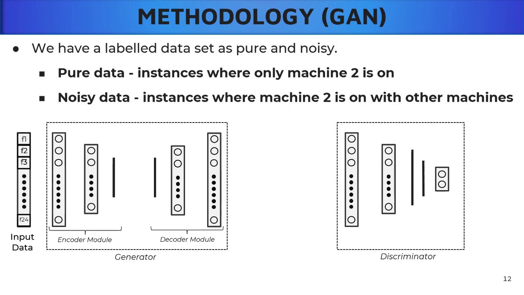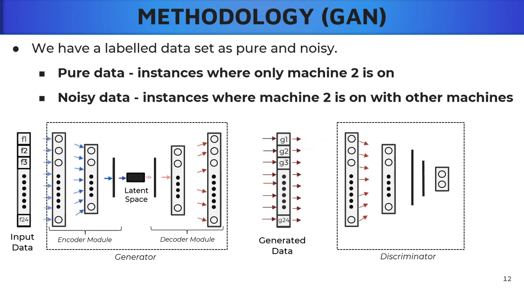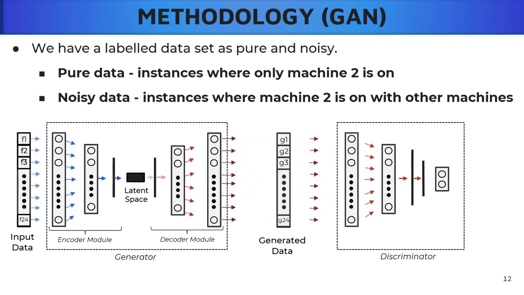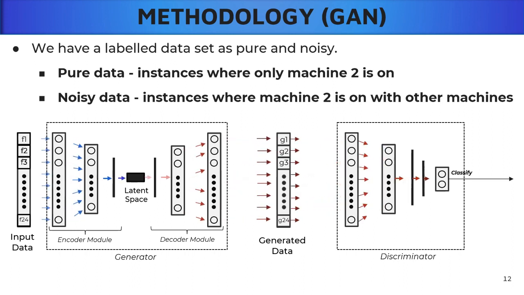The generator acts as an autoencoder, which has 2 main parts: the encoder and the decoder. We feed the input data to the generator, and the encoder creates the latent space using the important features of the input data. After that, the decoder module recreates the pure machine vibrations using the latent space data. Then, the generated data will be fed to the discriminator. Since the discriminator is already trained to classify the input data as pure and noisy, generated data of the generator model will be classified accordingly.